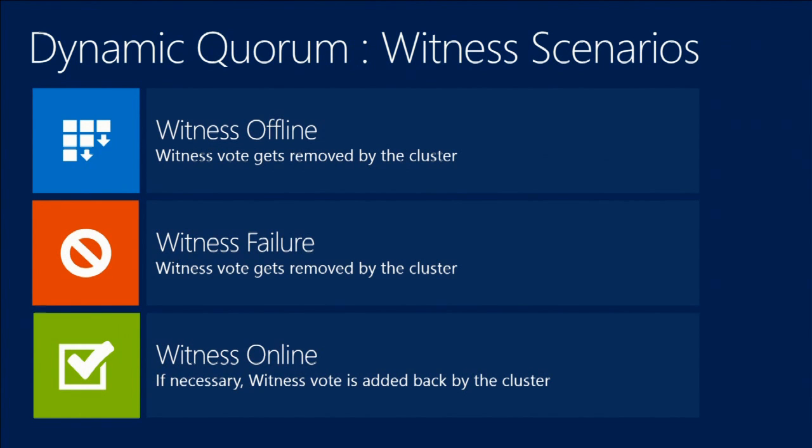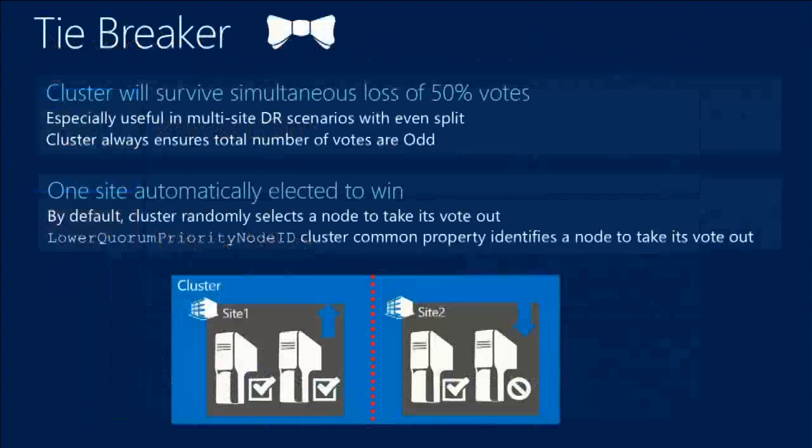So that's a list of witness scenarios. But once the witness comes back online, the cluster again evaluates, based on the active membership, whether or not to give the witness the vote back.